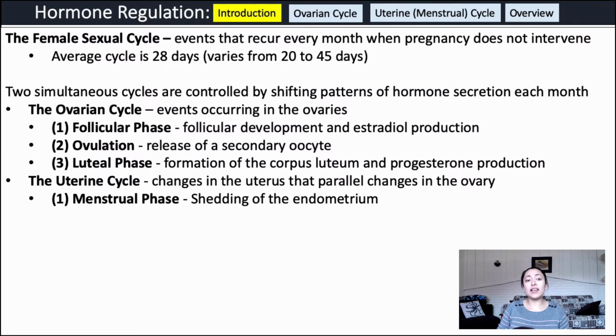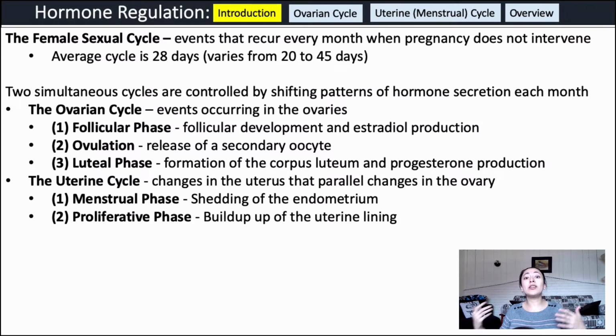The menstrual phase is followed by what we call the proliferative phase, and this is whenever the uterine lining starts to build up again. The proliferative phase is happening simultaneously with the follicular phase in the ovaries, because as the follicles are producing estradiol, this estradiol is signaling the uterus to start to build up its uterine lining again.